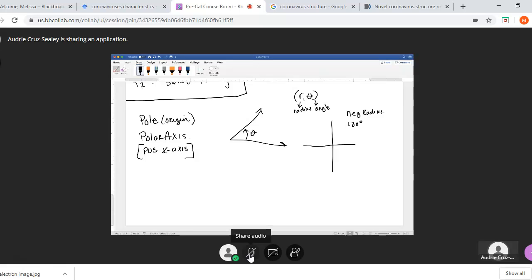So let me give you an example. Let's say that I had -3 comma pi fourths, and I wanted to draw that. Do you agree that pi fourths would be here? That'd be pi fourths, right? But since it's a negative radius, it flips 180 degrees. So this is where your point would be.